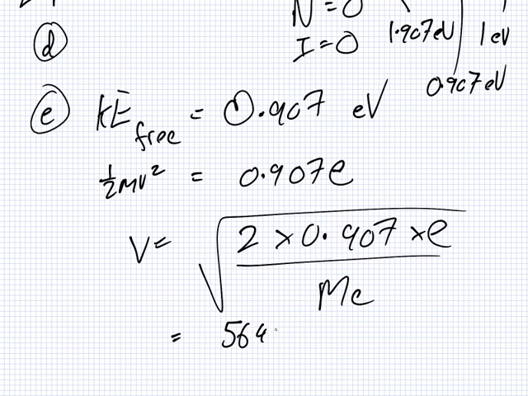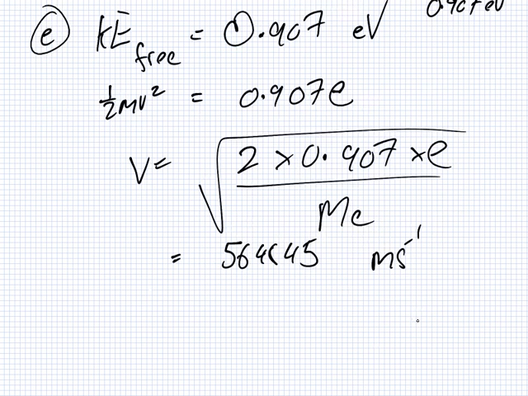5, 6, 4, 8, 4, 5 meters per second. Now, how can knowing this give me the current? Well, this is the way I'm thinking about it. When the electron is freed and then travels in the conductor, it has a small charge. How much charge? Well, each electron will have a charge of e.